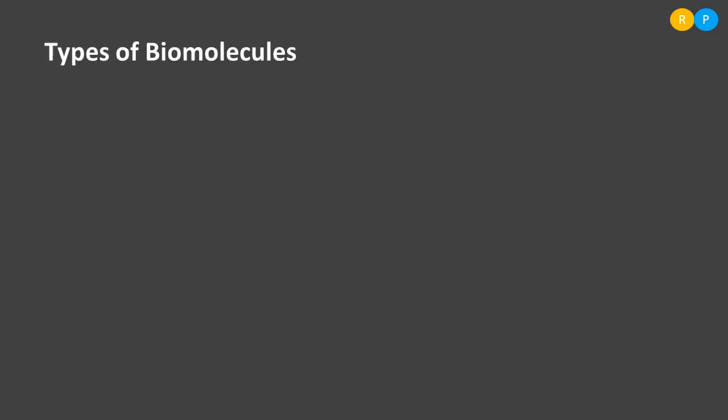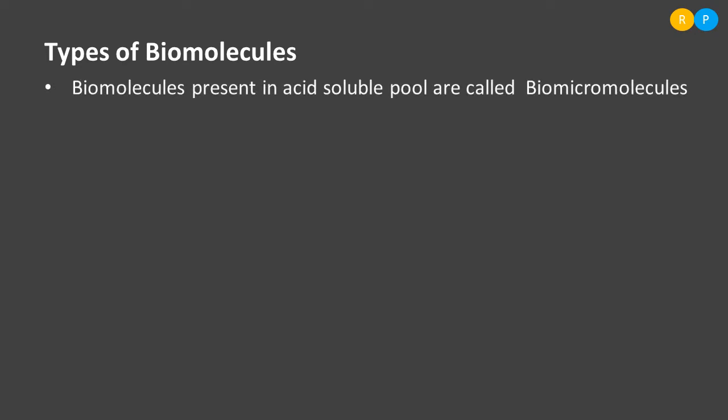So there are two types of biomolecules present in organisms. The biomolecules present in the acid soluble pool are called biomicromolecules, right? What do you mean by micro? Micro is nothing but small. So biomicromolecules, smaller biomolecules, are present in the acid soluble pool.